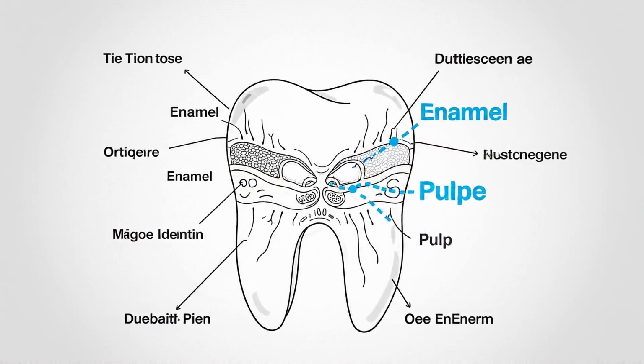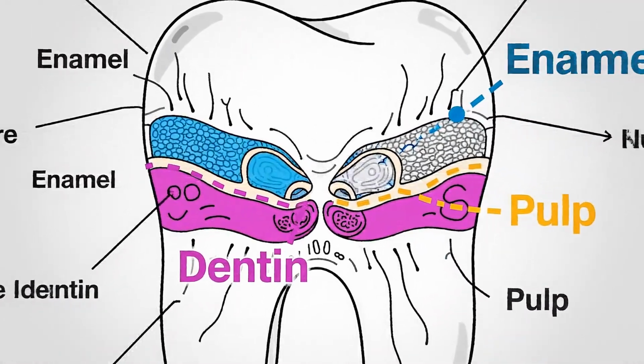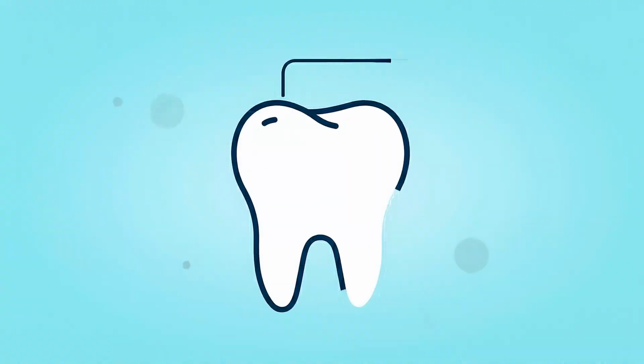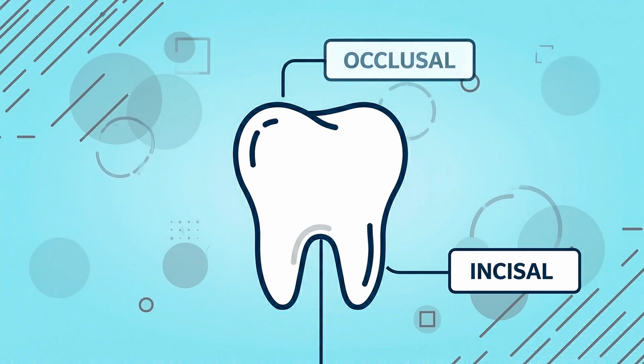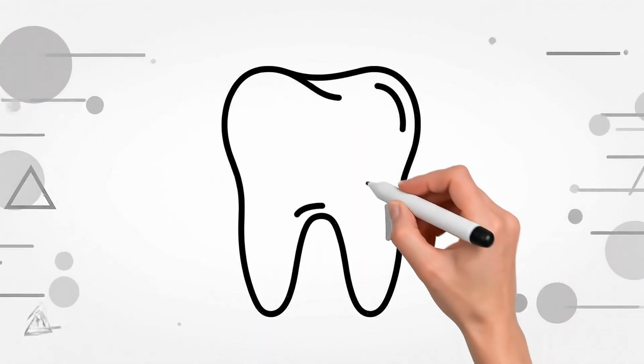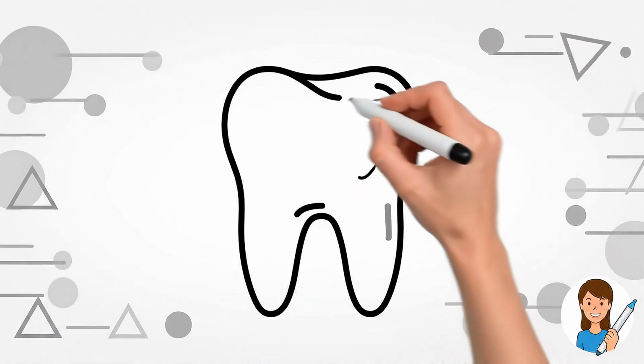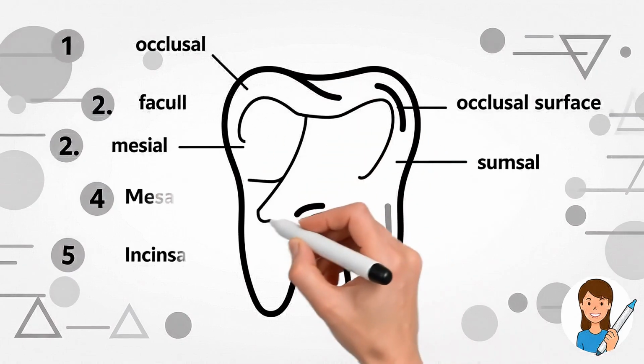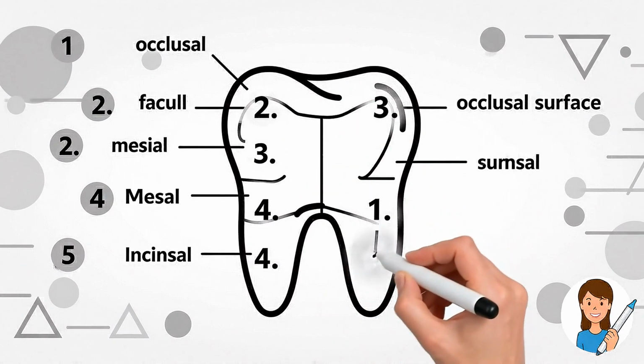All right, let's break down dental anatomy terminology step by step. Section 1. The basics, understanding tooth surfaces. First things first, every tooth has 5 surfaces and each has a specific name. Think of your tooth as a tiny building with different sides.